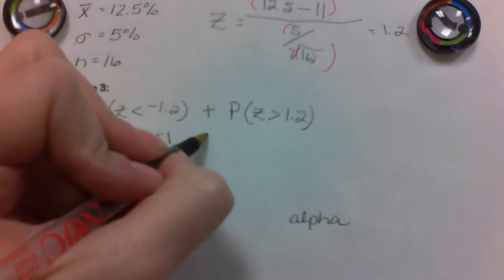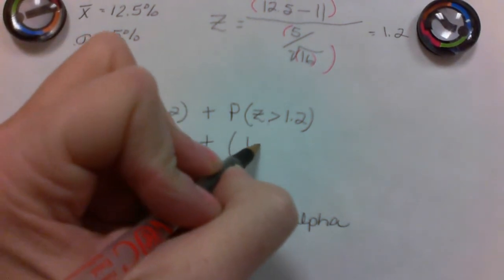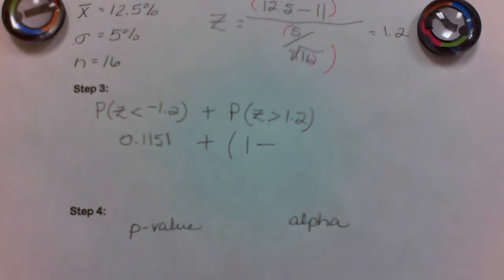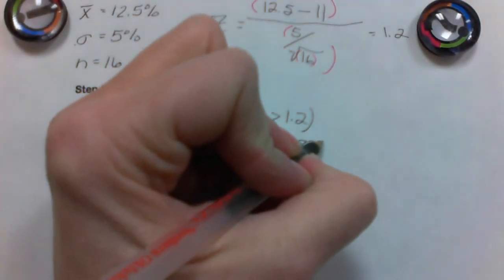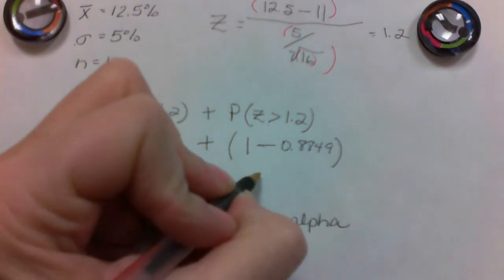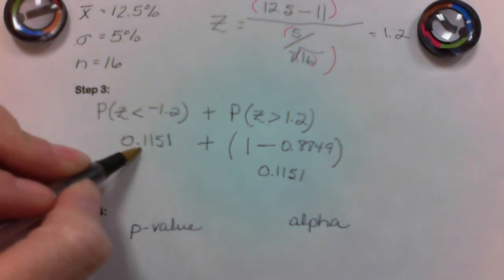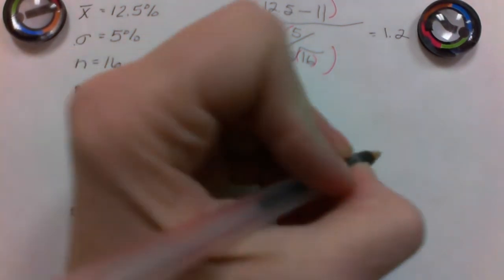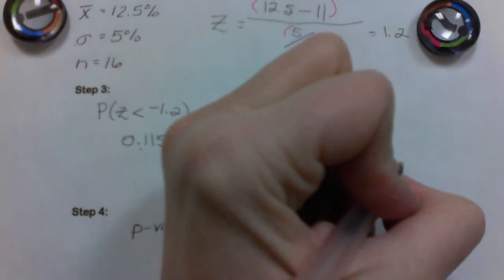Since this is greater than, now we're going to add these, but since this is greater than, I would do 1 minus the value that I find for positive 1.20 on the table. When you go to the z table, you will find 0.8849. If you subtract 1 minus 0.8849, you will get 0.1151. So we're going to add 0.1151 plus 0.1151, and that will give us 0.2302.